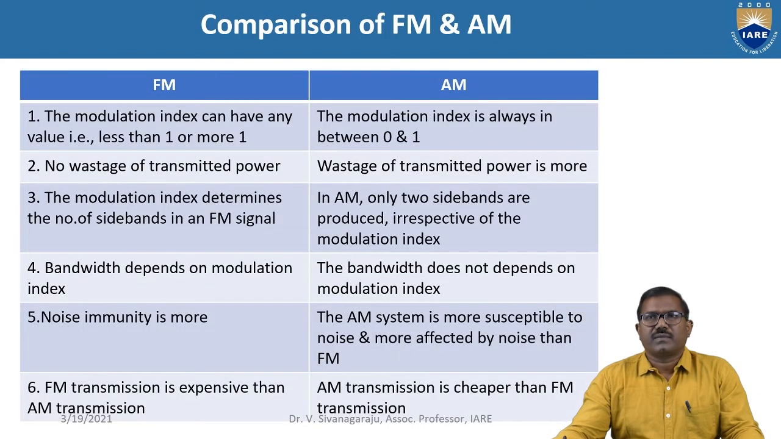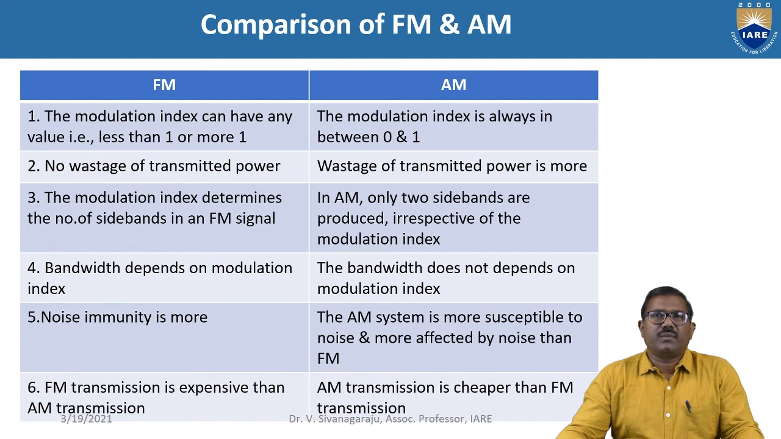Okay. Now taking the comparison of FM and AM. First, we take the parameter modulation index. So the modulation index in FM can have any value, less than 1 or more than 1. Why? We have two varieties, NBFM, narrowband FM, and wideband FM. Whereas in AM, the modulation index is always between 0 and 1.